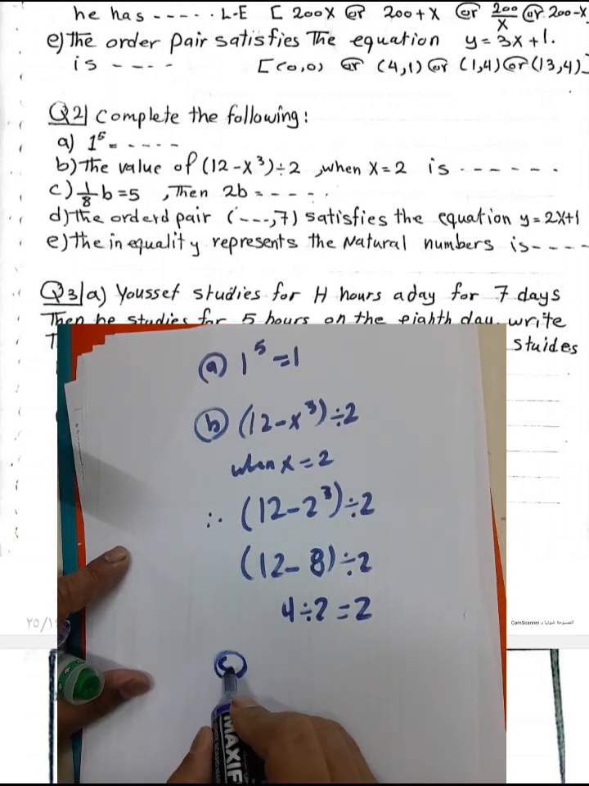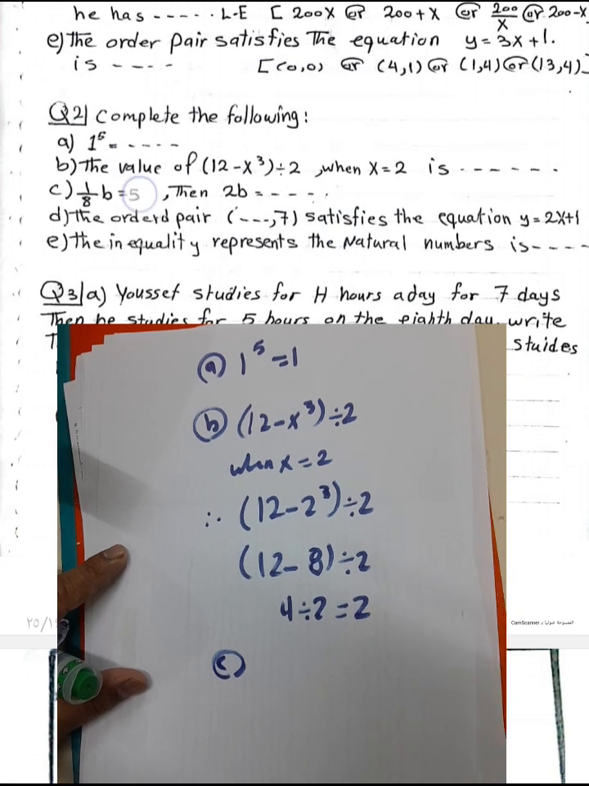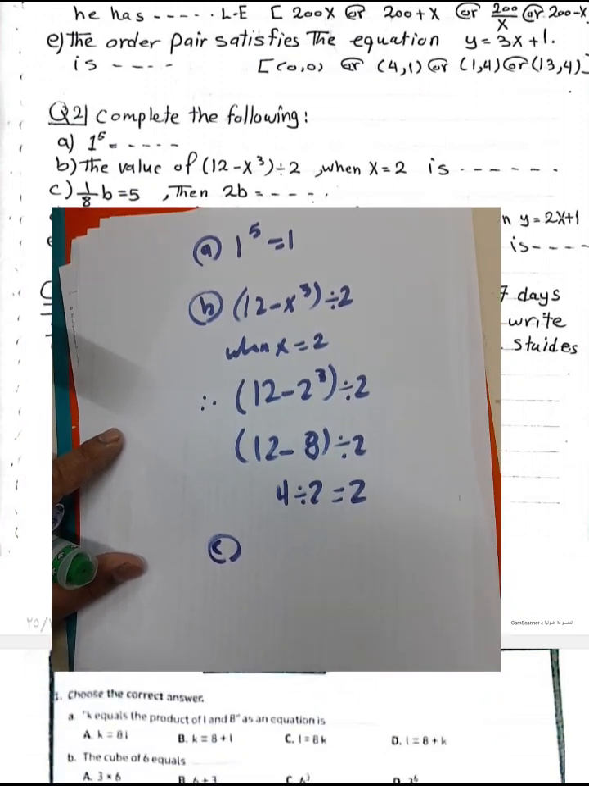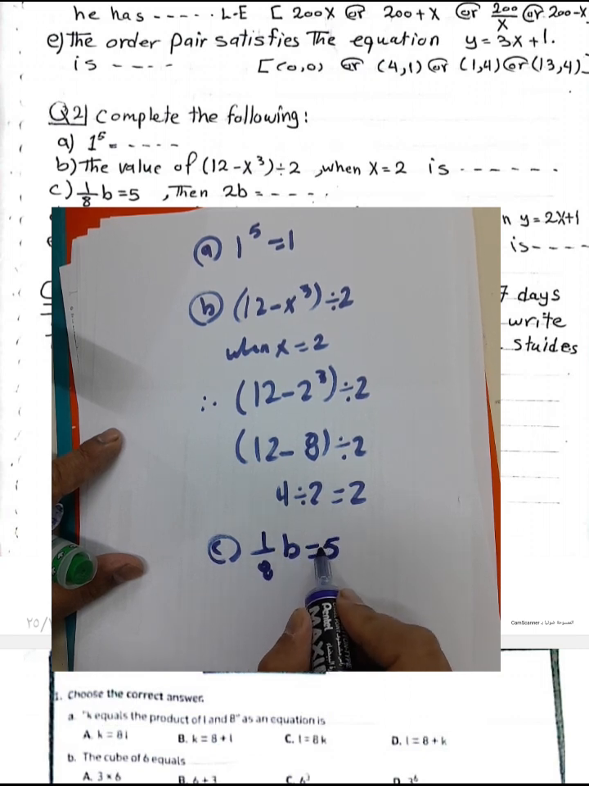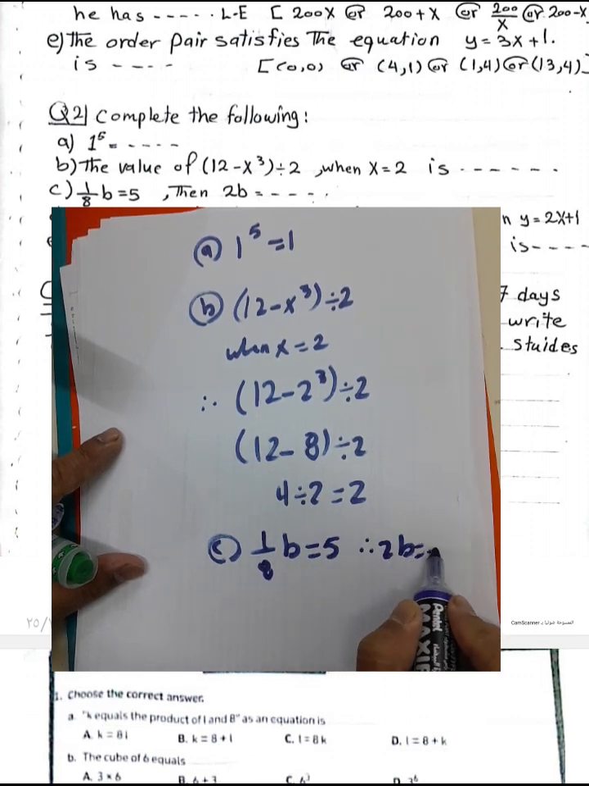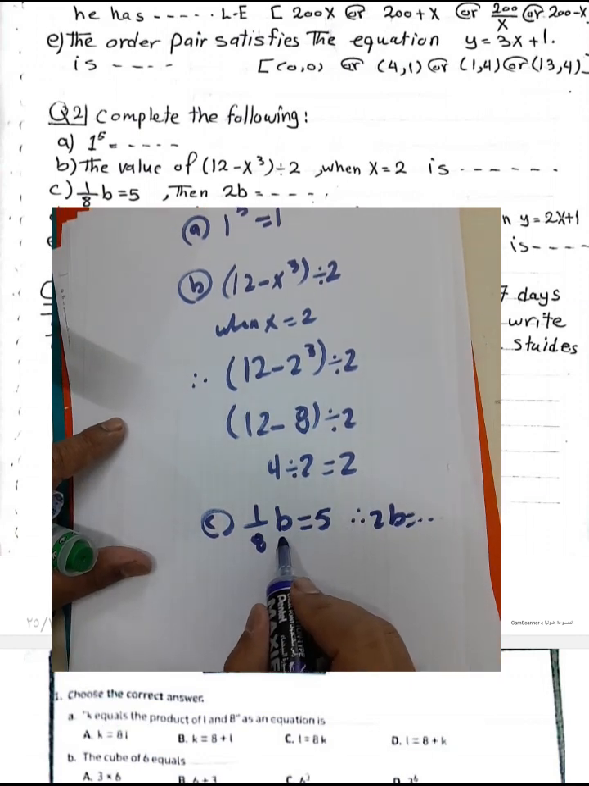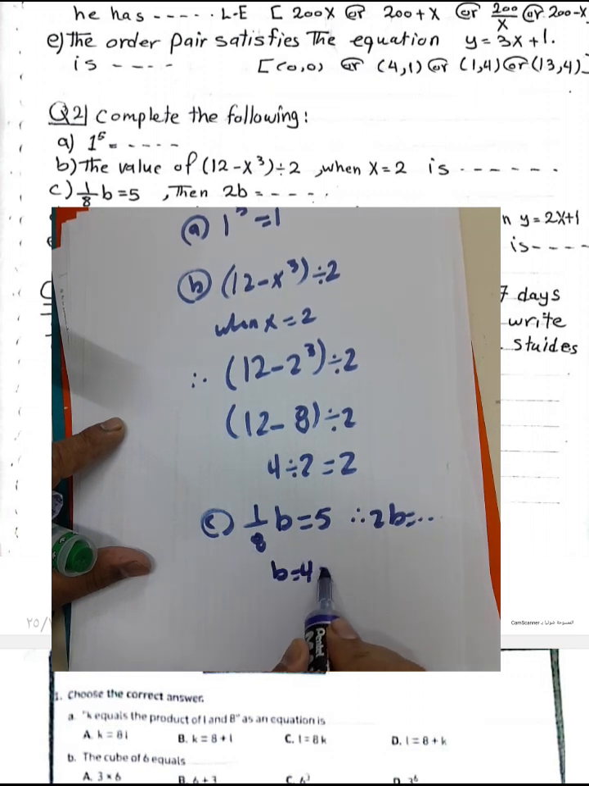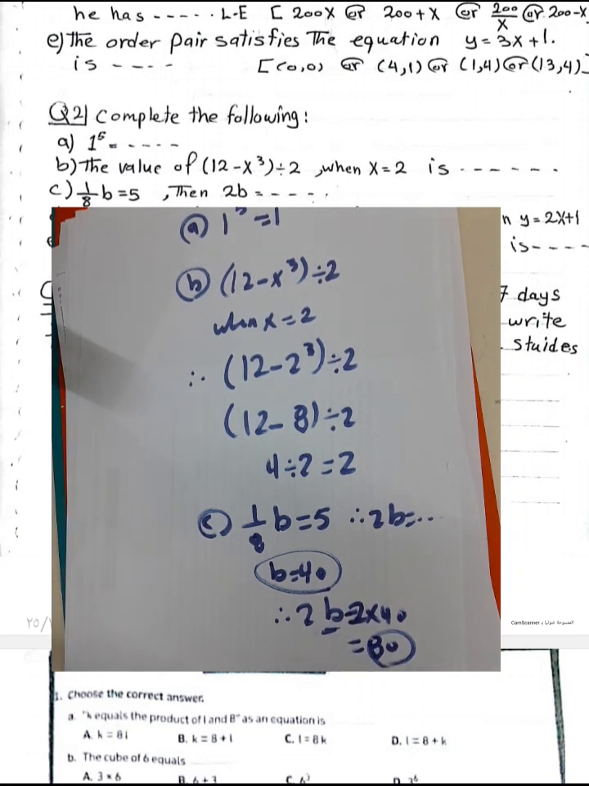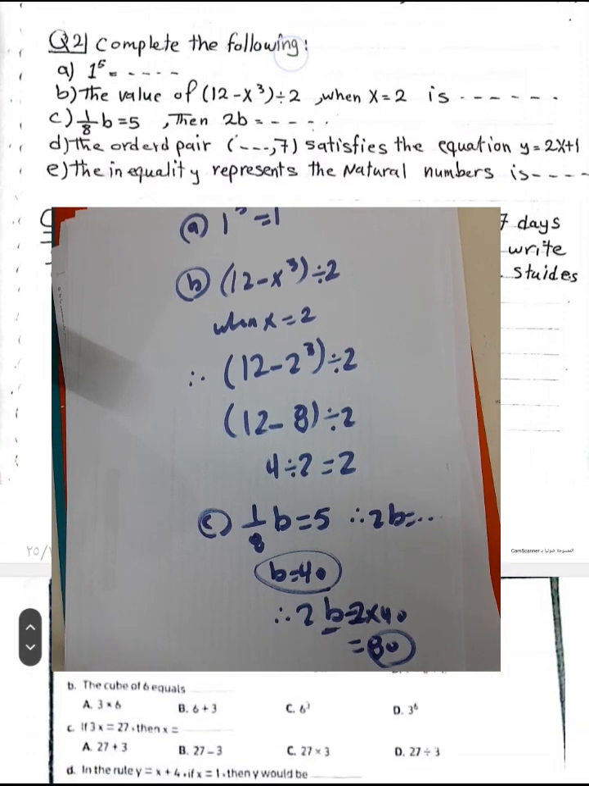Question letter C. Okay, letter C. 1 over 8 of b equals 5. Then 2b equals what? We know 5 times 8 equals 40, so b equals 40. Then we want to find 2b. 2b will be what? 2 times the value of b. Value of b is 40. 2 times 40 equals 80. The result here will be 80 for question letter C. Question letter D.